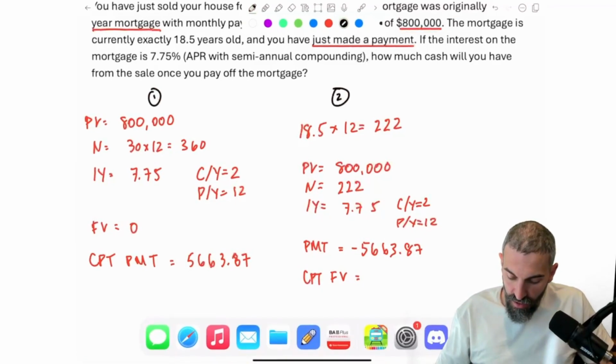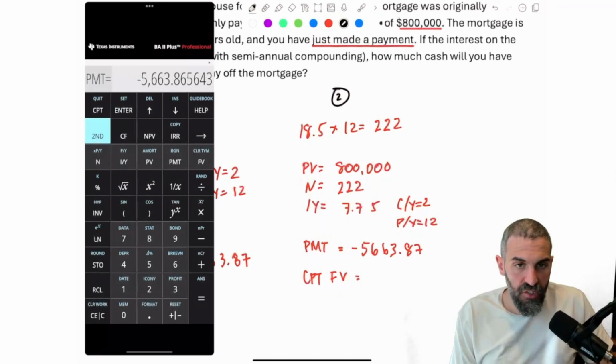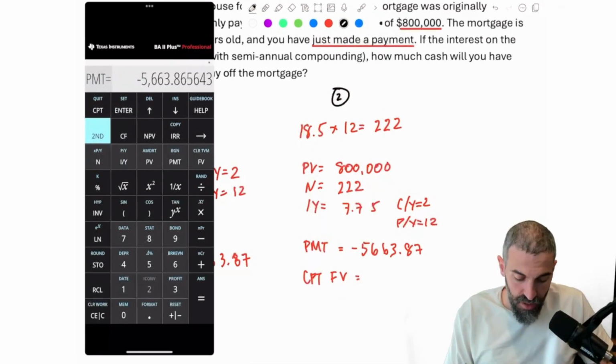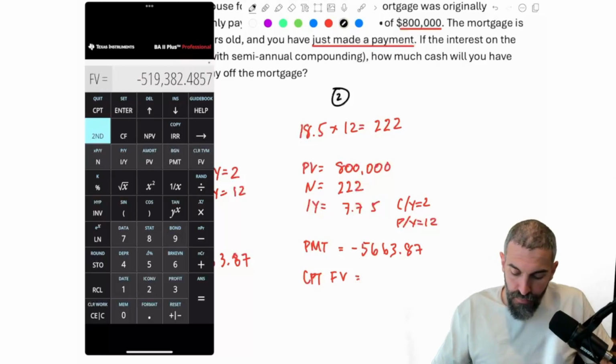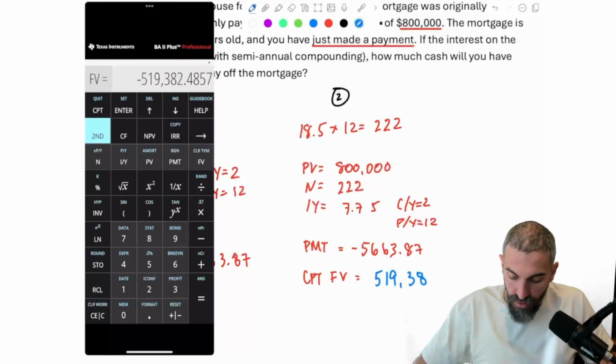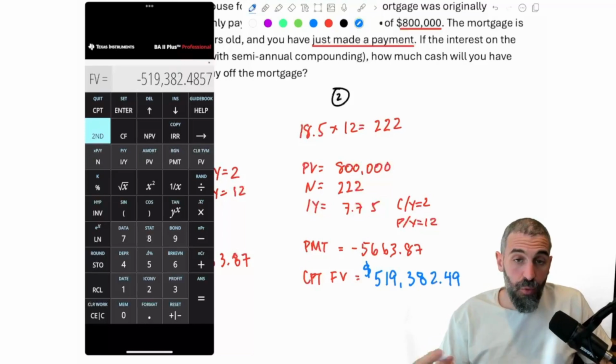So let's grab the calculator, bring it back. You see, everything is stored. I'm not going to mess with anything. I'm just going to change my N to 222. Compute future value. So the future value that I get now is $519,382.49. This is how much we still owe. This is what we would call the balance of the mortgage.